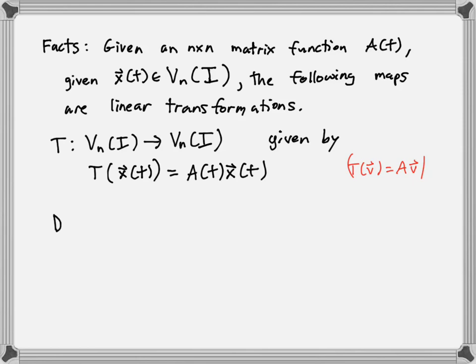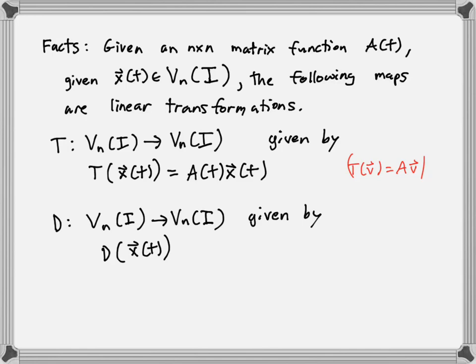And also, let's call this one D. D takes Vn of I to Vn of I, and this is given by D of x of t is equal to x prime of t. Both of these are considered linear transformations because they carry over addition. Remember the linearity properties? They distribute over addition, and a scalar does not affect the outcome. It just gets multiplied by the scalar, right?